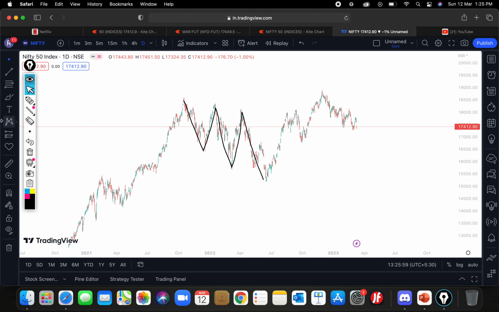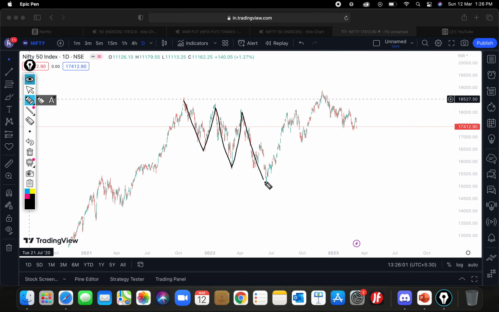Why? We can see that after this particular low, the market did not create any lower high and instead went all the way up till here, and it broke our previous lower high. So here this is supposed to be a change of character. This is what you call a change of character.